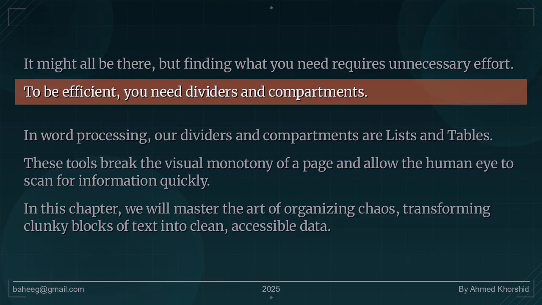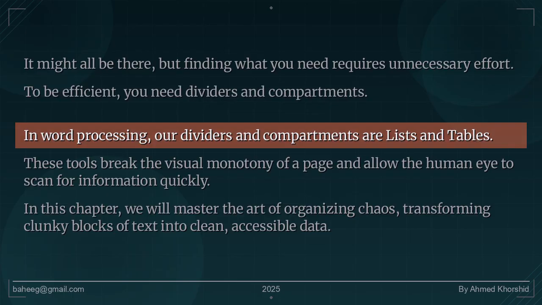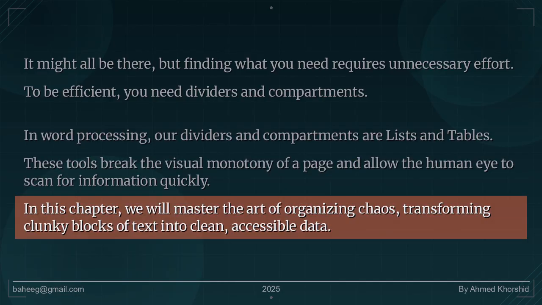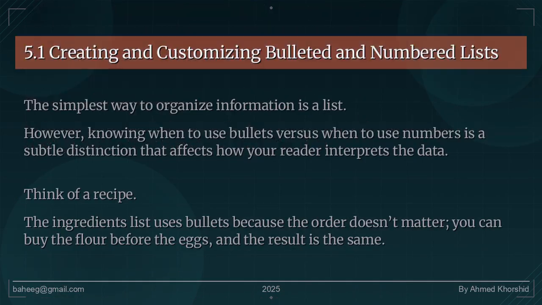To be efficient, you need dividers and compartments. In word processing, our dividers and compartments are lists and tables. These tools break the visual monotony of a page and allow the human eye to scan for information quickly. In this chapter, we will master the art of organizing chaos, transforming clunky blocks of text into clean, accessible data.